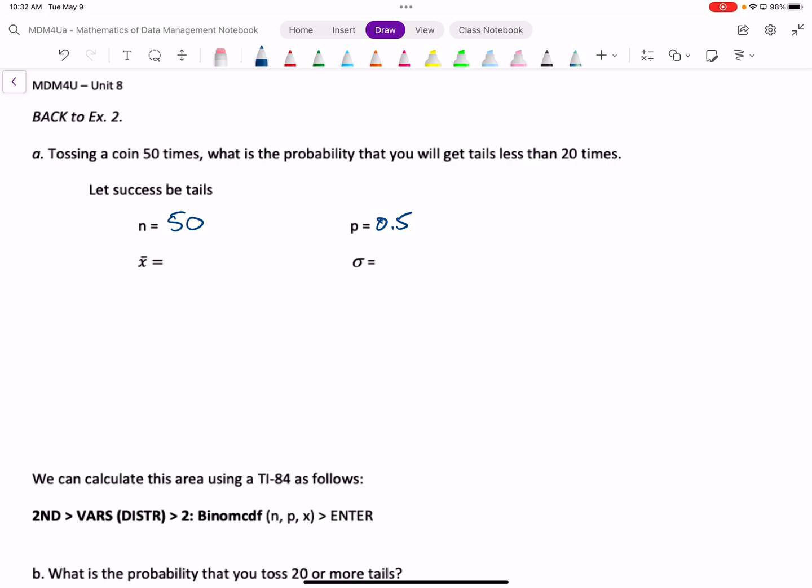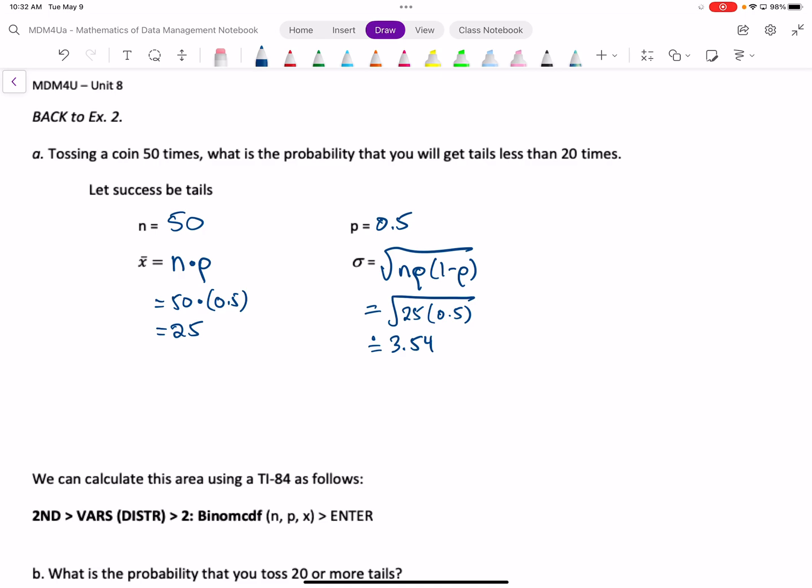Our mean is just a calculation. This is the n times p. So I'm going to take 50 times 0.5. So my average that I should look at is going to be 25. That's also the expected value. My standard deviation is going to be the square root of n times p times 1 minus p, which we had above. And I just throw that stuff in. So n times p was 25, and then I times that by 1 minus p. So I end up with, I'll just take the square root of that, approximately 3.54.